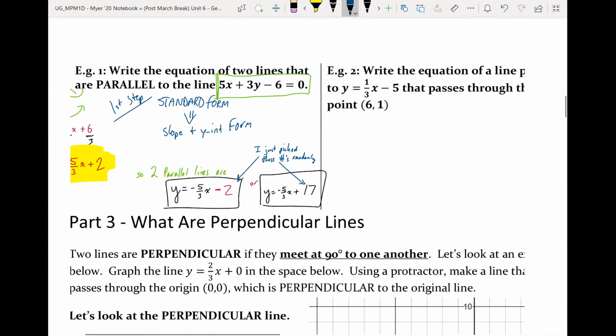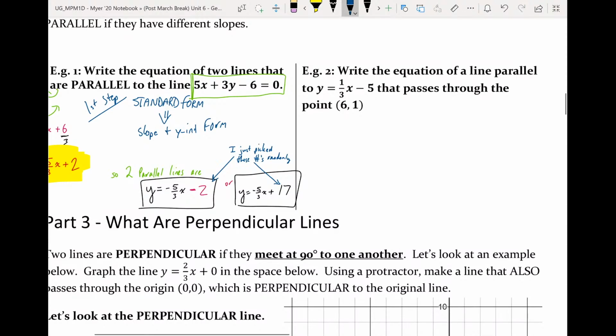All right, what about writing the equation of a line that's parallel to y equals 1/3 x minus 5 that passes through this point? So we're given an extra little thing. It has to go through that specific point. How are we going to find that equation if it goes through this point?